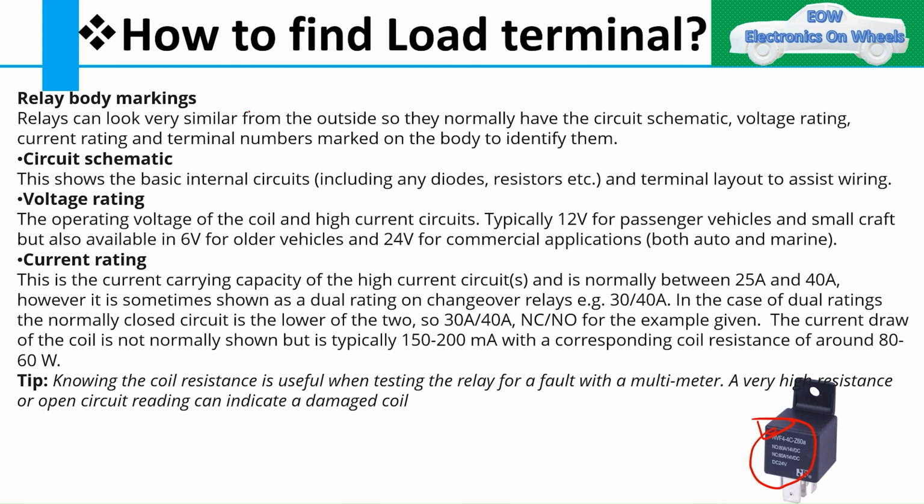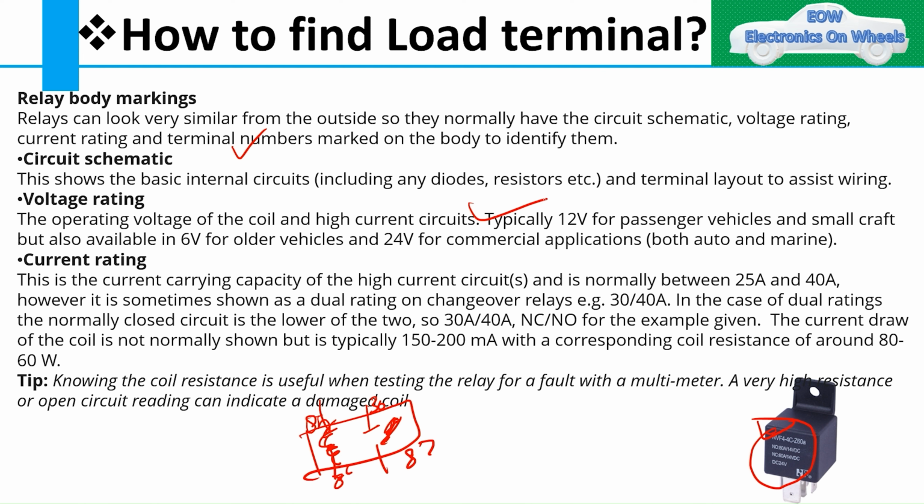So relays can look very similar from outside. They normally have the circuit schematic, voltage rating, current rating, and terminal number marking. I have already shown you the circuit schematic. One side would be the coil side and the other side would be the contact side. There you will have this schematic circuit and the markings like 85, 86, 30 and 87.